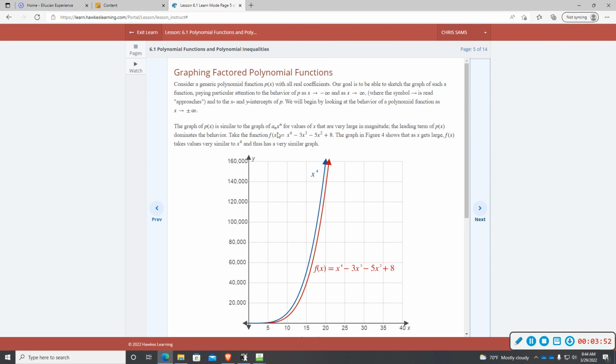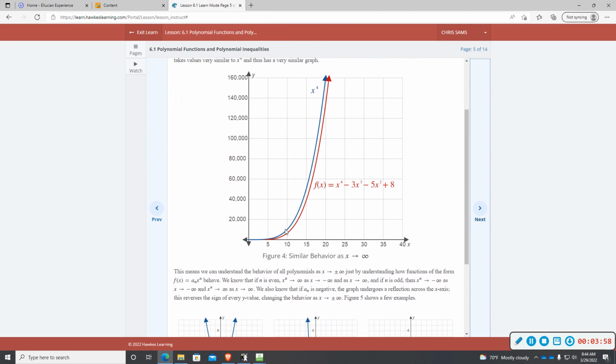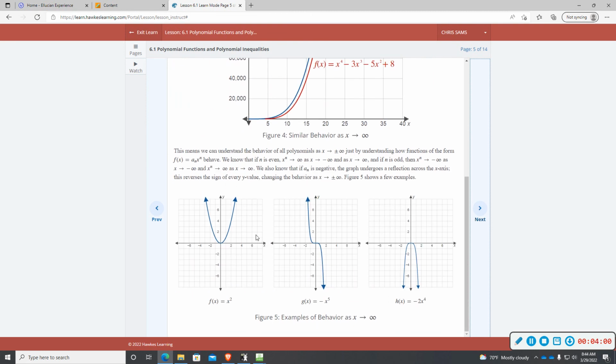And then graphing factored polynomials. If a polynomial is in factored form, it'll be a little bit different to graph it. These are some of the basic forms of polynomials. What x squared looks like: with any even degree, both ends will go in the same direction. With odd degree, they go in opposite directions.